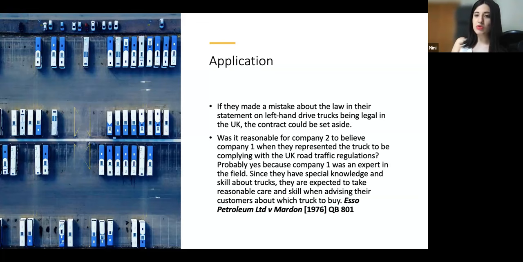So one more very important tip is that when you write an answer to a problem question, if you want to get a first class, everything you say should be well referenced. You don't need to explain what happened in the case of SR Petroleum versus Marden, but when you say the principle that came out of this case, it should be cited. This case should be in your footnote.